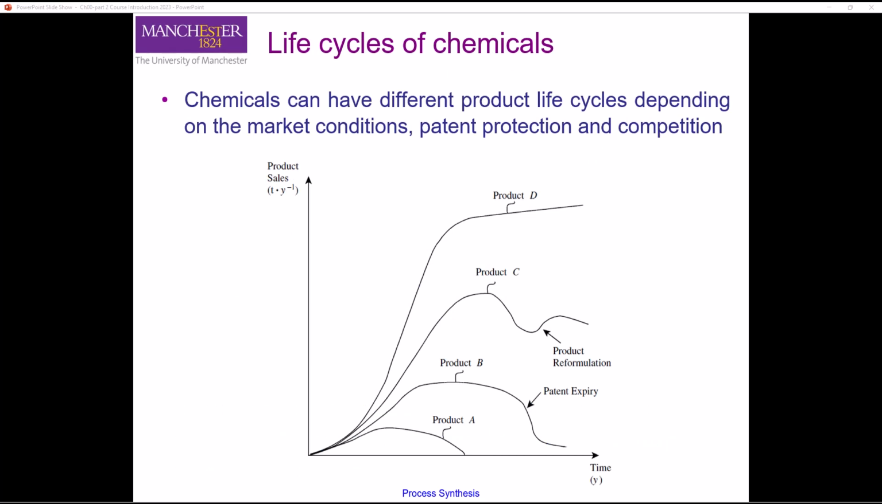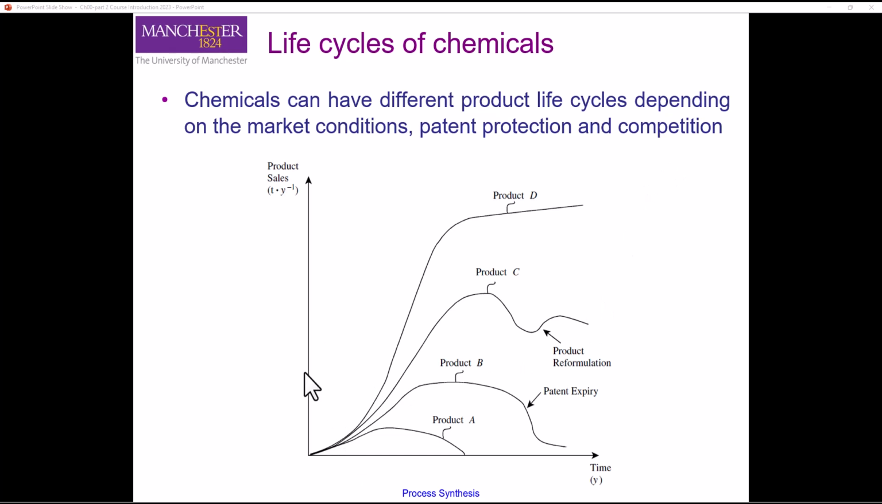This slide illustrates different product life cycles, and chemicals can have different product life cycles depending on the market conditions, patent protection, and competition. And the general trend is that when a new product is introduced into the market, in the beginning the sales grow slowly and then more rapidly once the market is established. Okay, and if you have patent protection, then competitors will not be able to exploit the same product commercially until the patent has expired. So all these factors, market conditions, patent protection, and competition with other manufacturers, influence your product life.